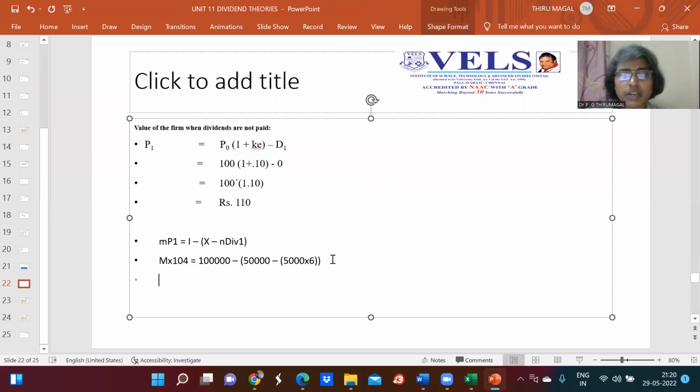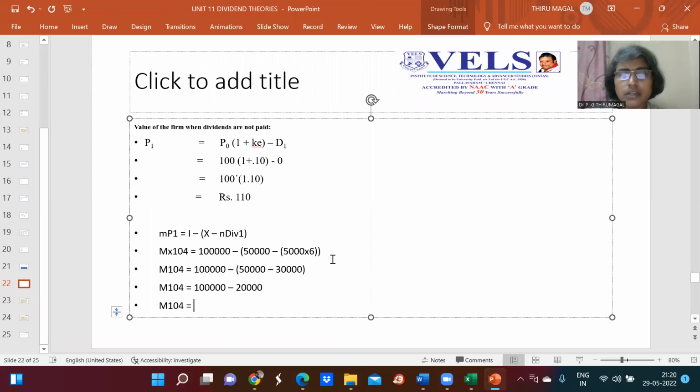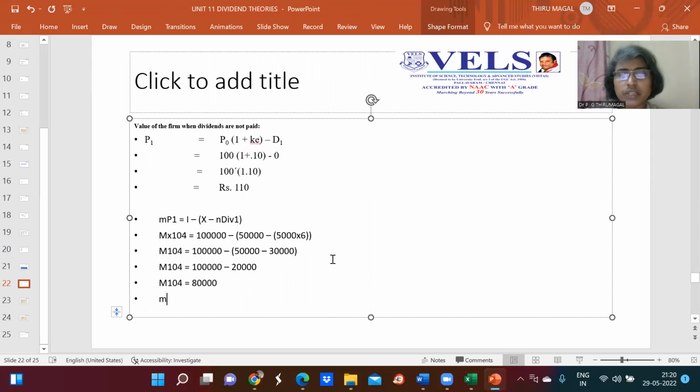Now we need to simplify again. M into 104 equals 1 lakh as it is, minus 50,000, and 5,000 into 6 is 30,000. Now we'll simplify again. M into 104 equals 1 lakh minus (50,000 minus 30,000, which is 20,000). Now M into 104 equals 1 lakh minus 20,000, which is 80,000. Now M is what we need to find out. M equals 80,000 divided by 104.